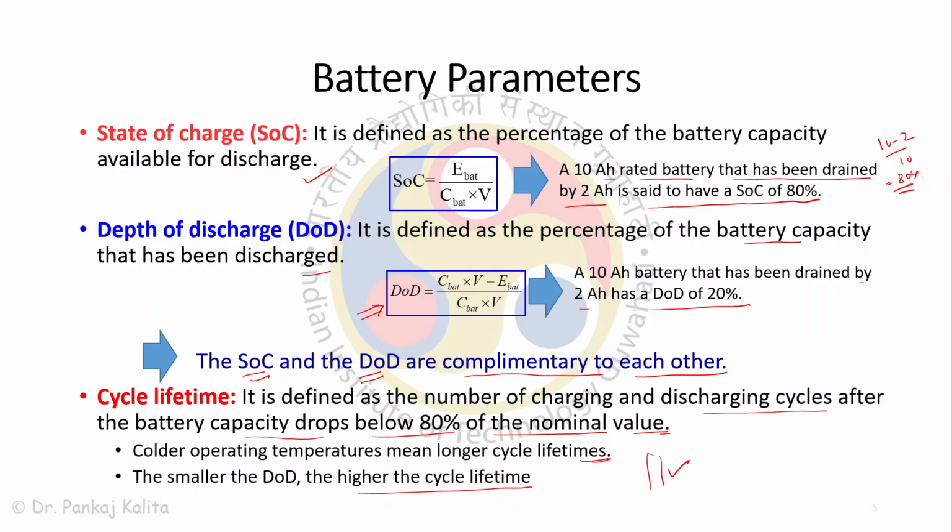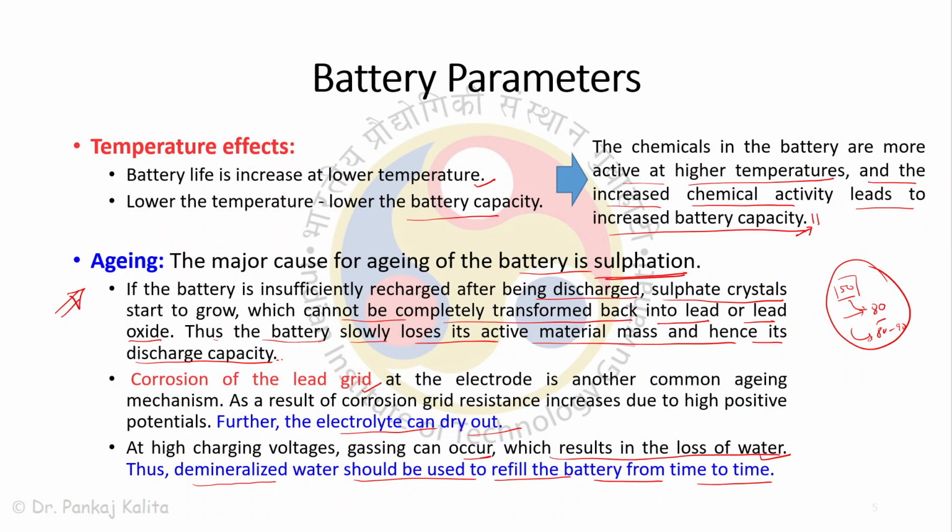Second thing is cycle lifetime. It is defined as the number of charging and discharging cycles after which the battery capacity drops below 80% of the nominal value. So cycle lifetime is calculated as the number of charging and discharging cycles until battery capacity drops to 80%. So this must be remembered. Questions from this can come in the exam.